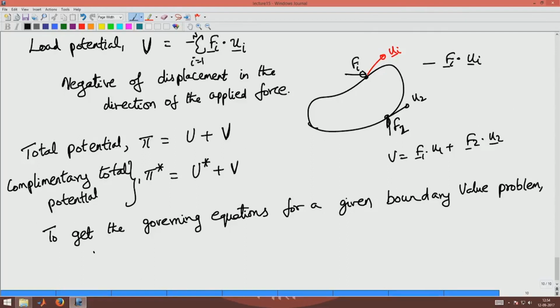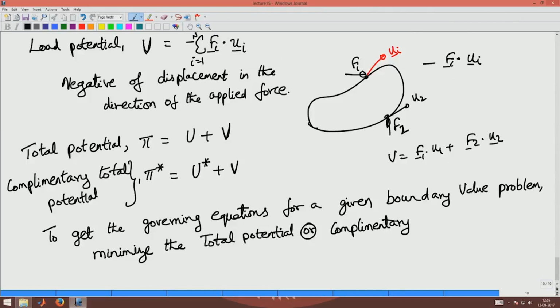We have to minimize the total potential or complementary total potential. This is the energy formulation, essentially.